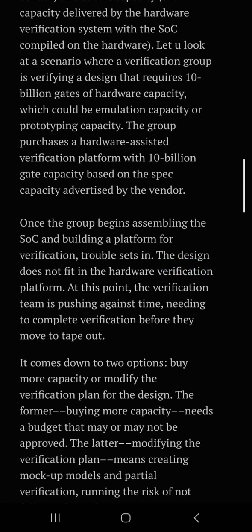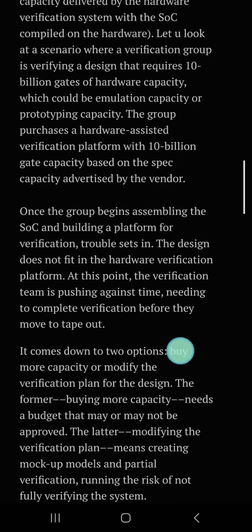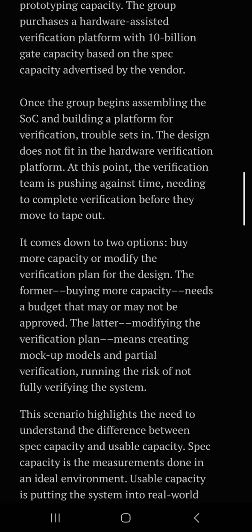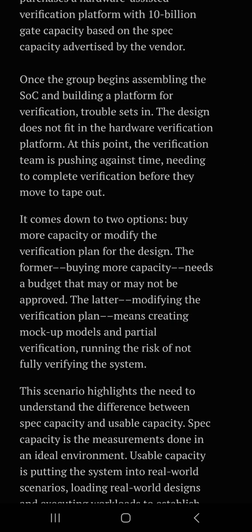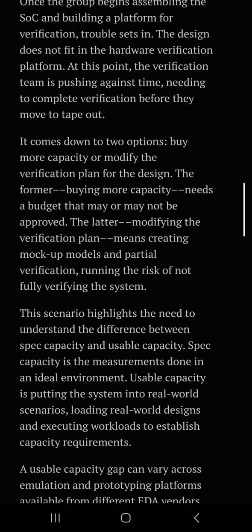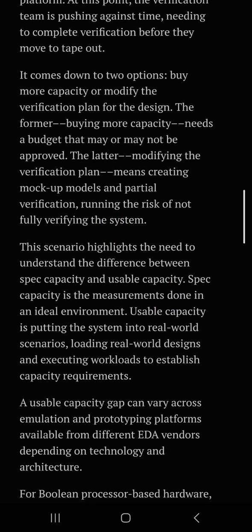The design does not fit in the hardware verification platform. At this point, the verification team is pushing against time, needing to complete the verification before they move to tape-out. It comes down to two options: buy more capacity or modify the verification plan for the design. The former, buying more capacity, needs a budget that may or may not be approved. The latter, modifying the verification plan, means creating mock-up models and partial verification, and running the risk of not fully verifying the system. This scenario highlights the need to understand the difference between spec capacity and usable capacity.